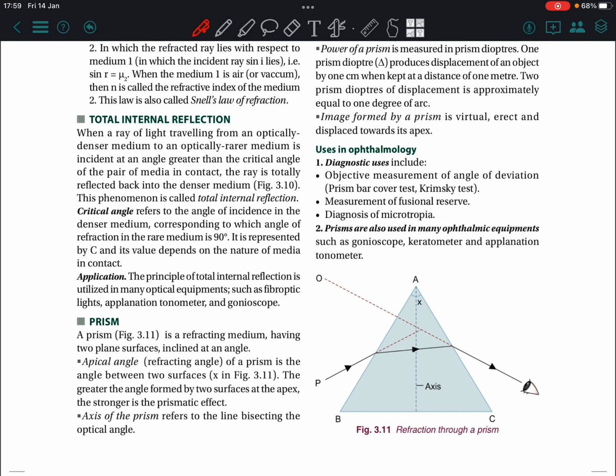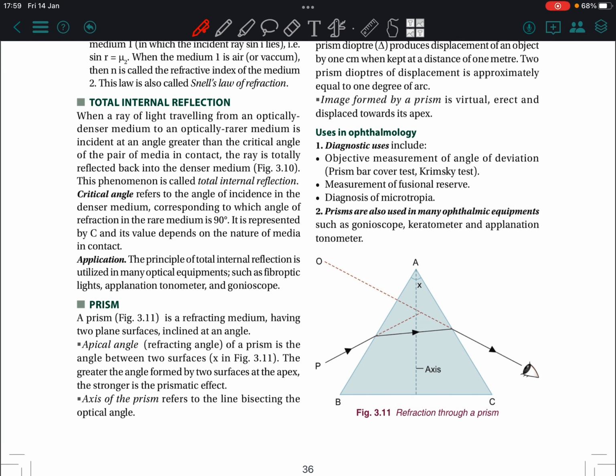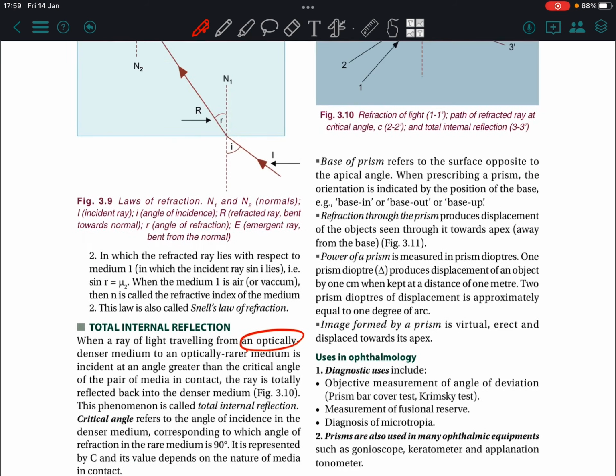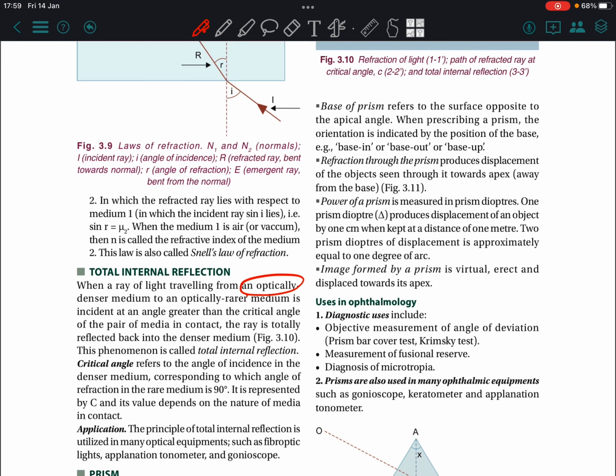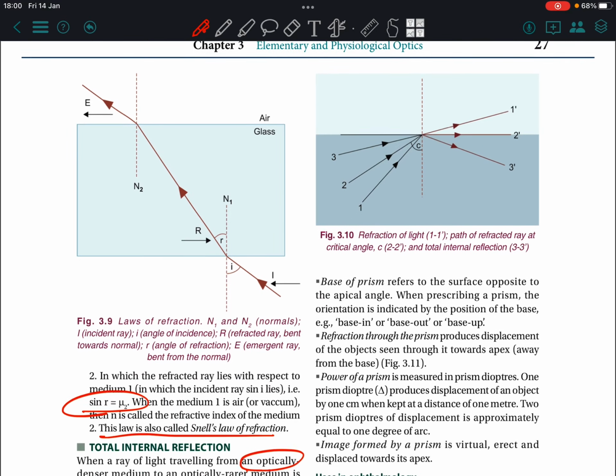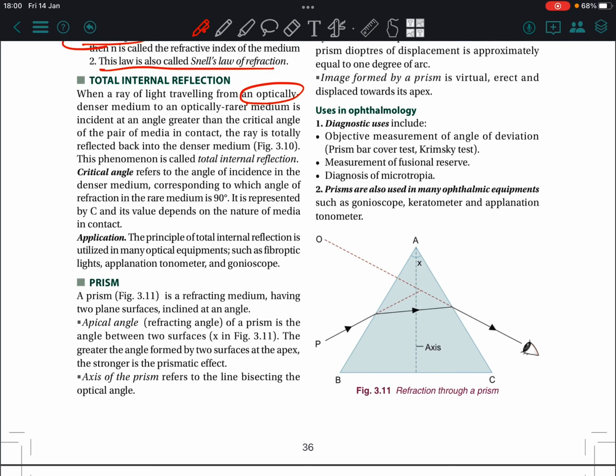Let's see Snell's law: sin i by sin r equals mu. It is Snell's law. So let's move to total internal reflection.